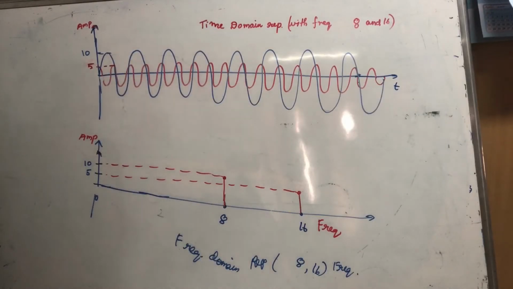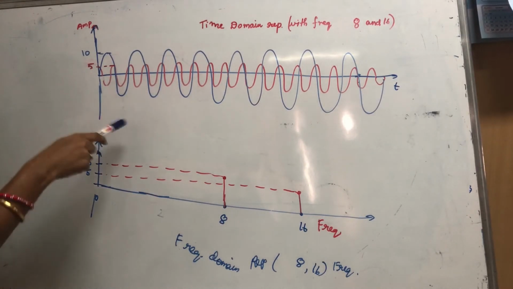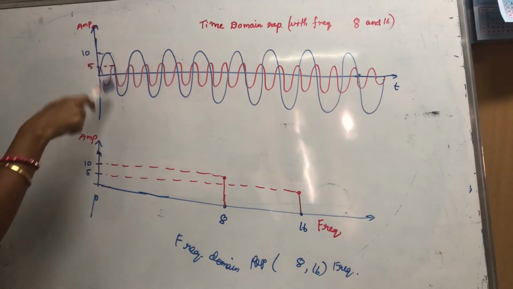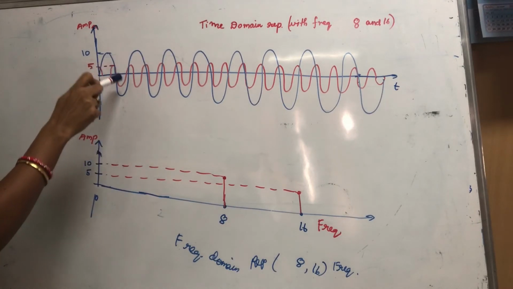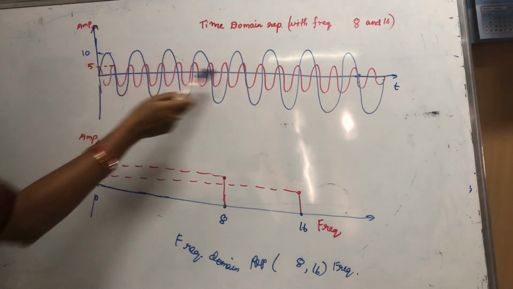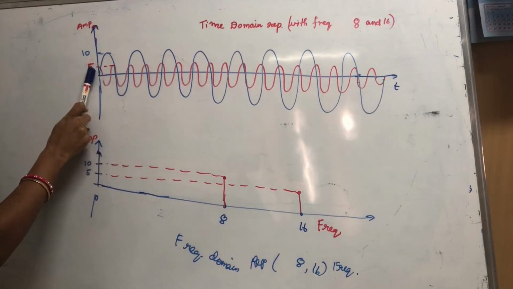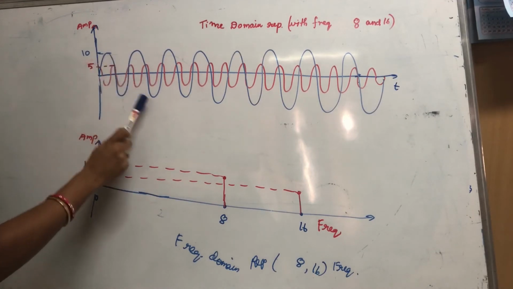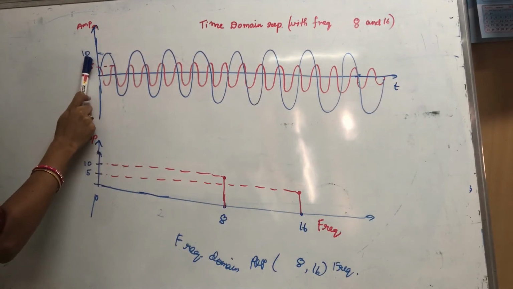Now we are going to see one more example for time domain and frequency domain representation. In the first diagram, we can see two sine waves, one in red color and the other one in blue color. This is a time domain representation where the red curve has a frequency of 16 and an amplitude of 5. But the blue curve has a frequency of 8 and an amplitude of 10.